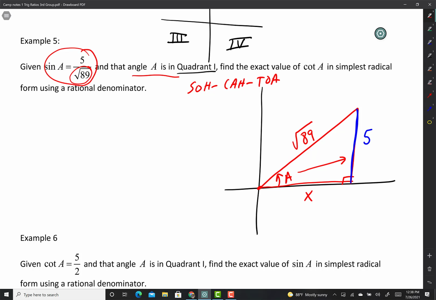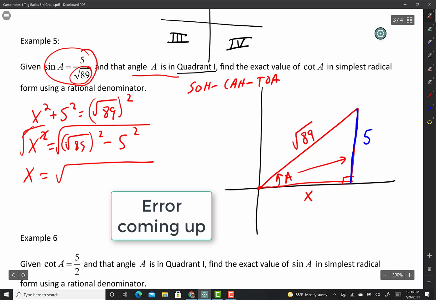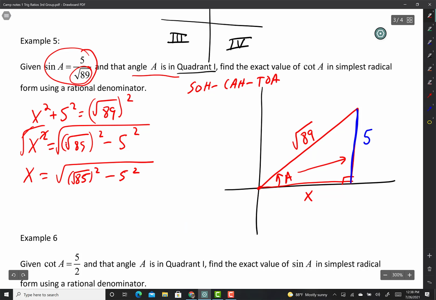That's what I want. So x squared plus 5 squared equals square root of 89 squared. And I'll tell you what I mean by one step in a little bit. Move the 5 squared to the other side. X squared equals square root of 89 squared minus 5 squared. And then square root. And here's what I meant by one step, guys. I wanted to just write x equals the square root of 89 squared minus 5 squared.